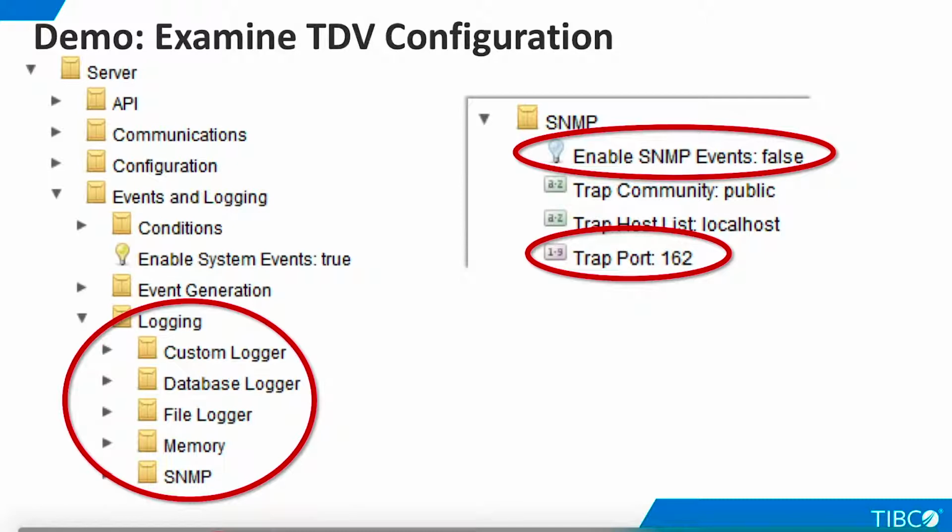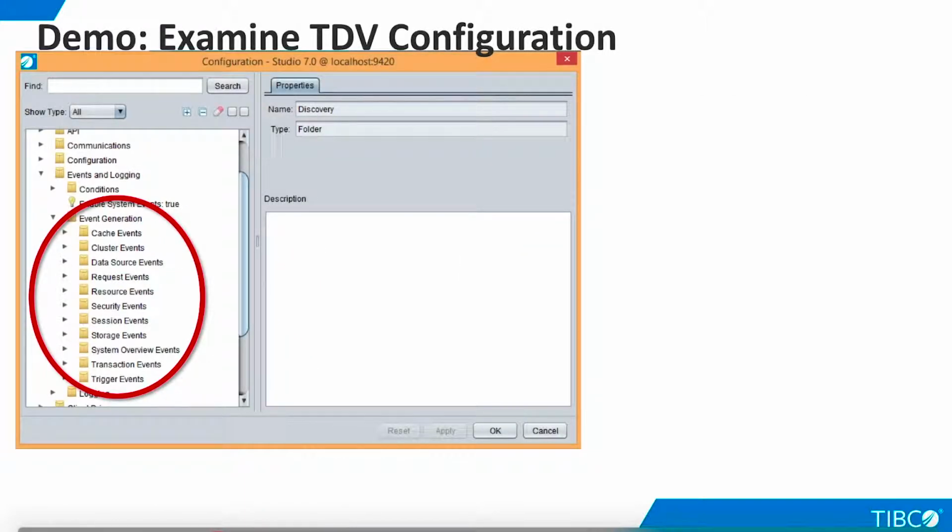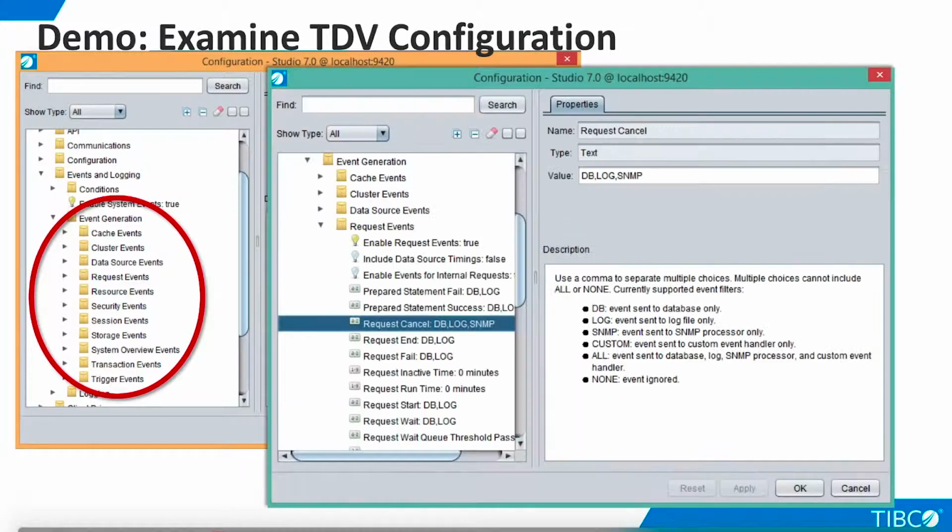Now let's look at the specific events that can be generated for logging. As you can see, they fall into a number of categories. Each event has default log settings, and most are set to log to database and log file. For this demoette, we are going to work with a specific data request event called request cancel. We add SNMP to the list of log targets for this event. Now, when a request is canceled, it will be logged to the system database, the server event log file, and an SNMP trap will be generated.